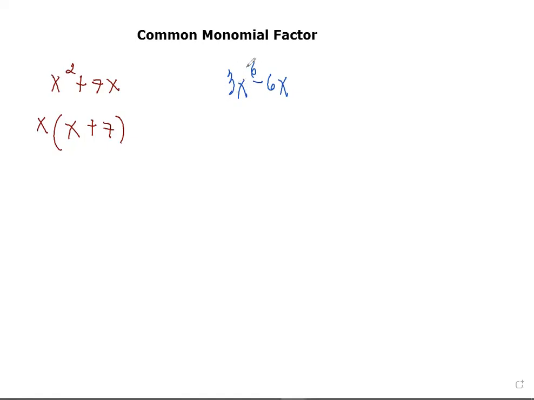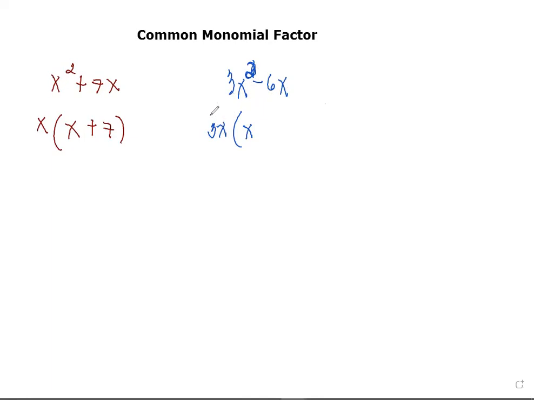3x squared minus 6x. The GCF of the constant numbers 3 and negative 6 is 3. And then x squared and x, that is also x. So the common factor of 3x squared minus 6x is 3x. So, i-divide natin yung given sa common factor natin. So, 3x squared divided by 3x, that is x, because 3 divided by 3 is 1, and x squared divided by x is x.